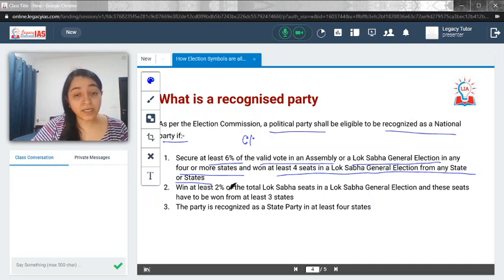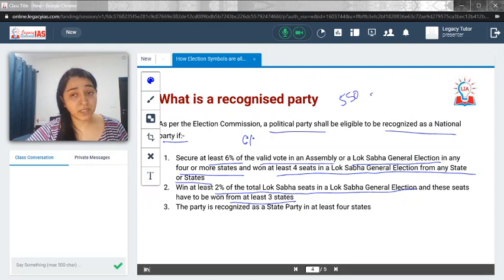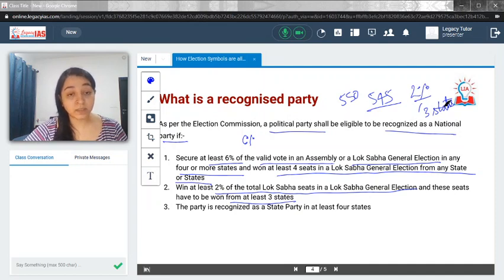Then win at least 2% of the total Lok Sabha seats in Lok Sabha general election, and these seats have to be won from at least 3 states. At present the strength is 545, so out of that, 2% of seats need to be won by them, and these 2% should not come from a single state but at least 3 states. So this is the next criteria for a political party to be recognized as a national party.